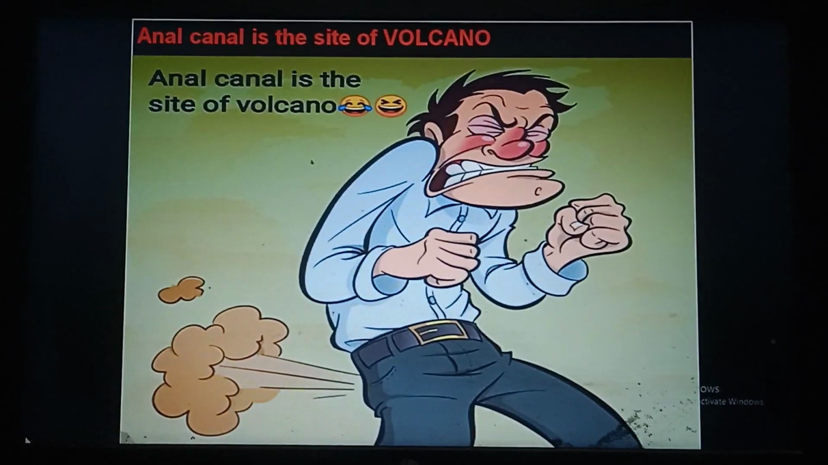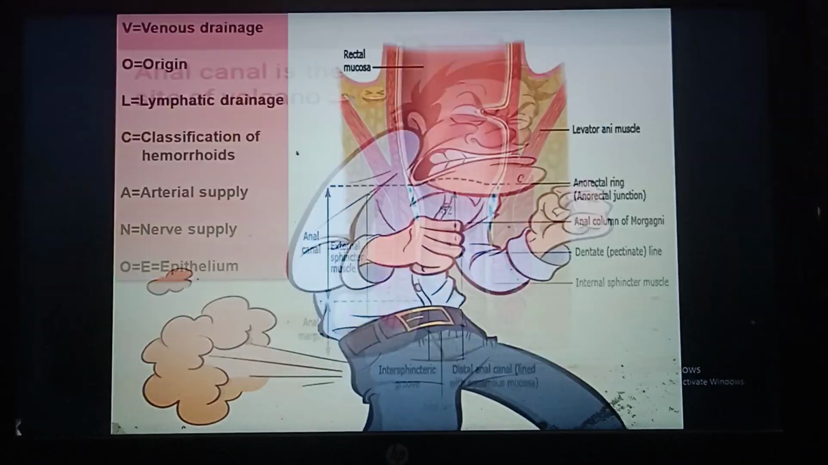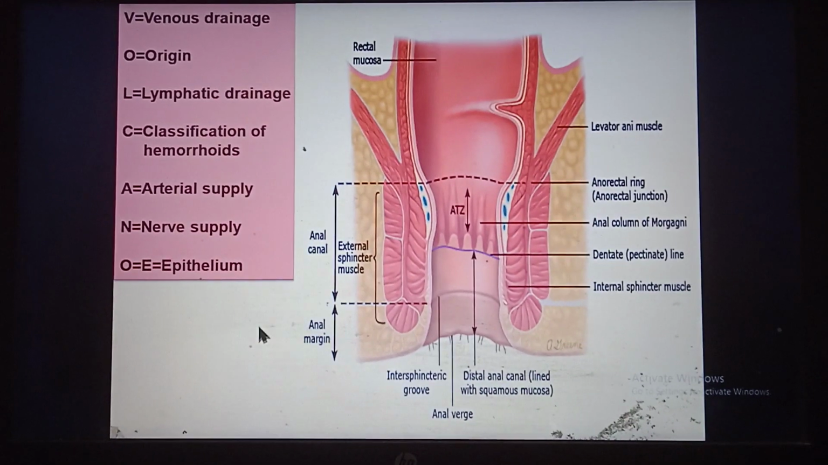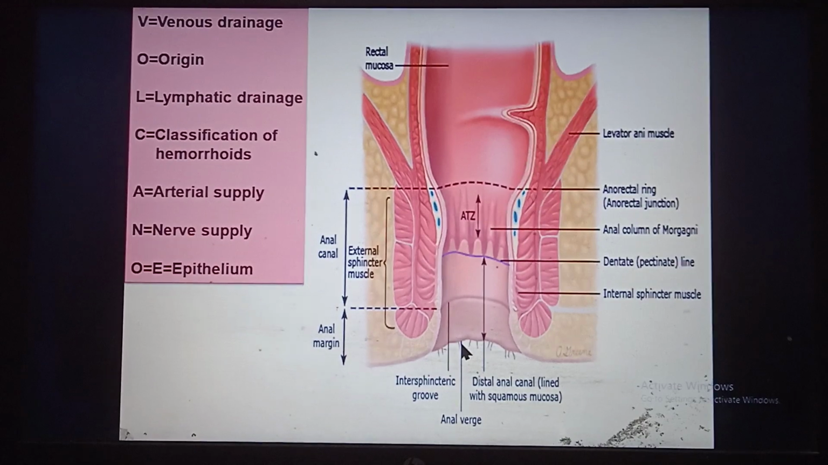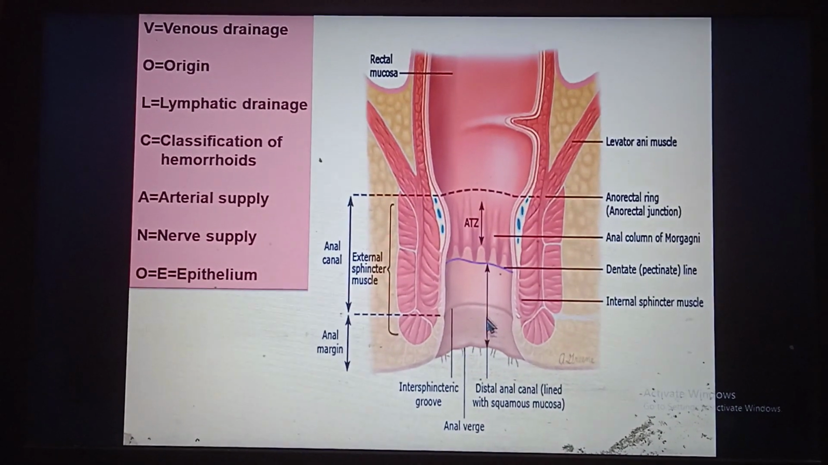Anal canal is the site of VOLCANO. Oh, please don't take it otherwise. Here, what we are saying is the anal canal. It is the terminal part of our gastrointestinal tract.